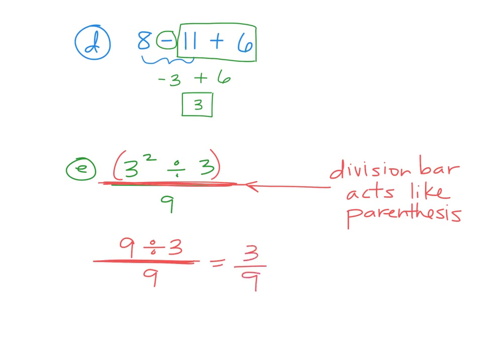Then you have a 9 on bottom. What should you do with that? You need to simplify. You need to reduce the fraction. So 3 over 9 is 1 over 3, and that would be your answer. Okay? Questions on that? All right.